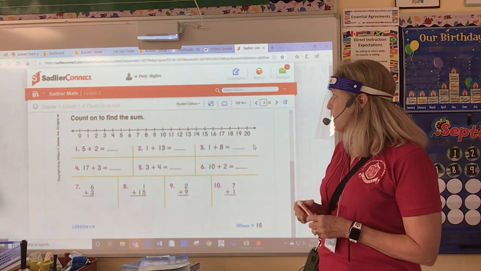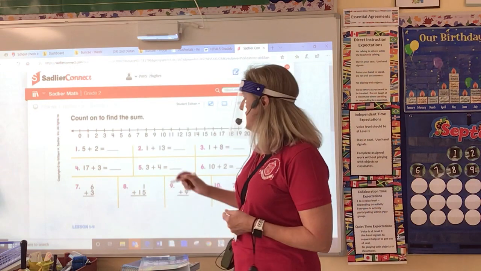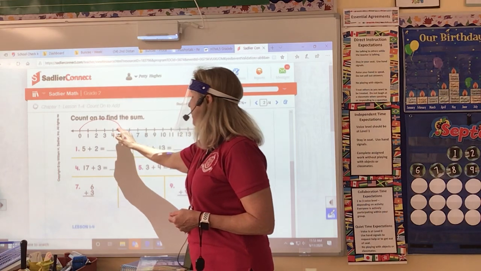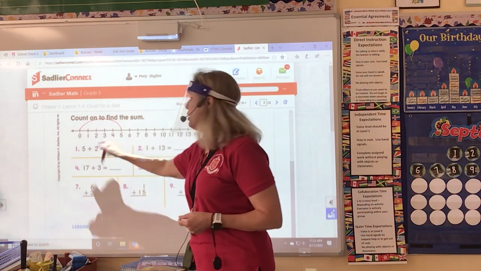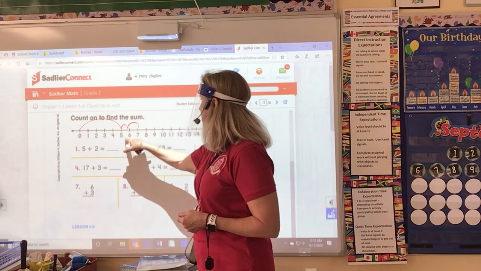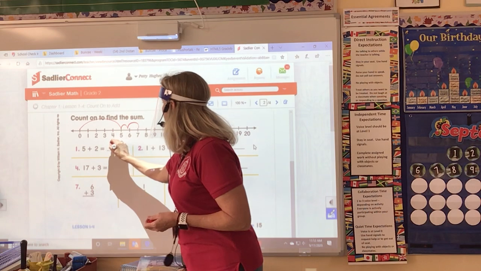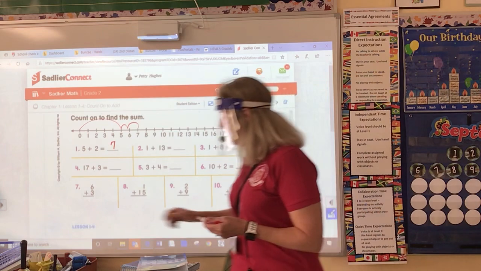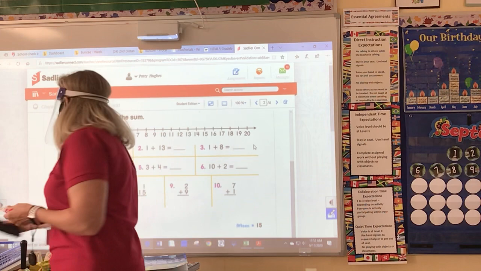All right, so for our first problem, it is 5 plus 2. So what we're going to do, we're going to start at the 0 and we're going to go to our 5. So that's our first number, 5. And then we are going to count on 2. So we're going to go 1, 2. So 5 plus 2 equals, class? 7. Good job. Okay, does everybody see how I did that? Yep. Okay, so let's do a couple problems together, and then I'll let you try to do some problems on your own.